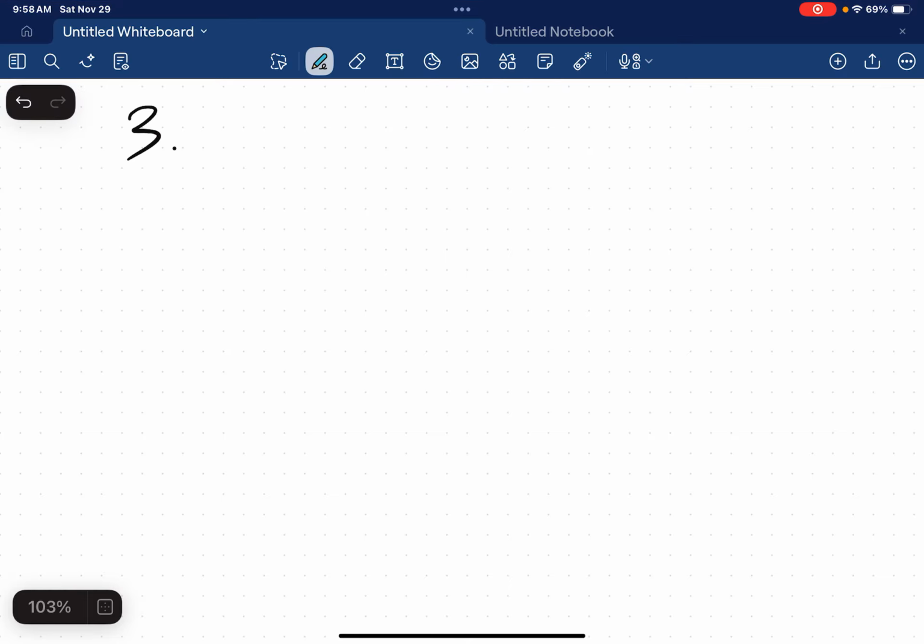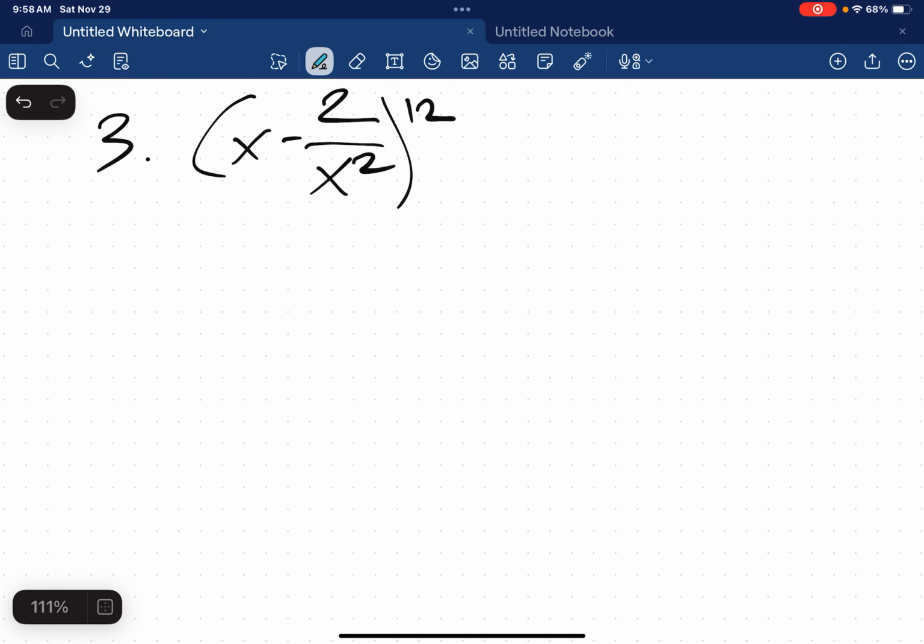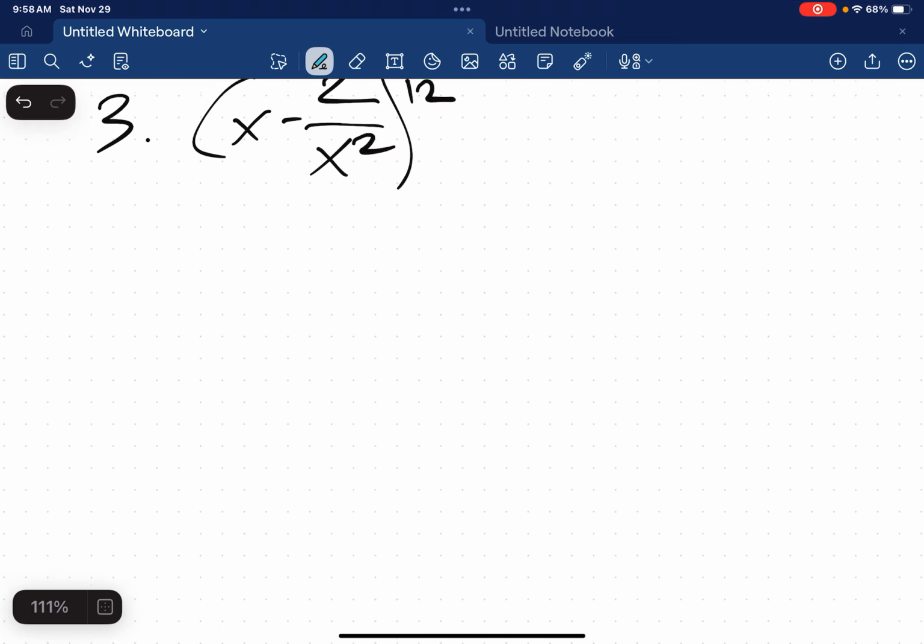We'll have to find the term independent of x in the expansion here. Now, when it asks for the term independent of x, that's basically just asking for the term where x is raised to the power of 0, so we just get the coefficient. It's going to be the coefficient that does not include x here.